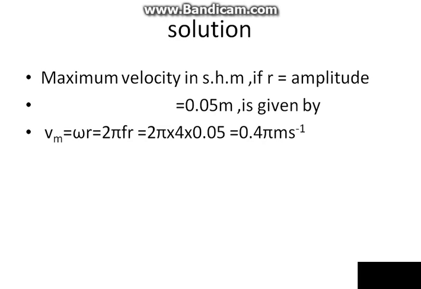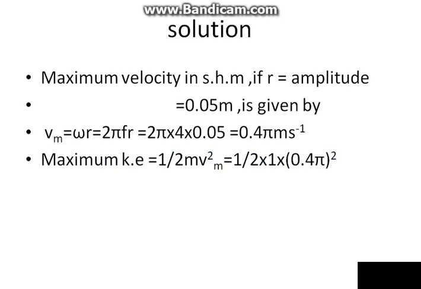Maximum kinetic energy is equal to half m v squared, or half m times maximum velocity squared, which we now get as half times 1, which is the mass, times (0.4π)². Therefore, maximum kinetic energy is approximately 0.8 joules.